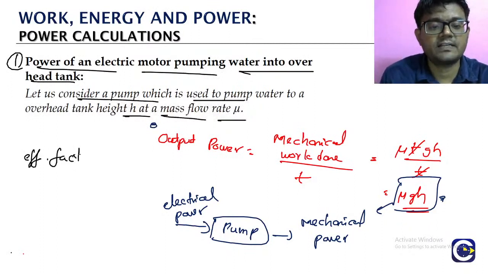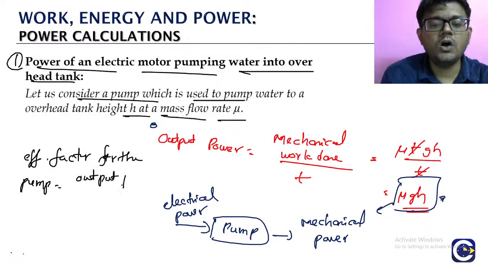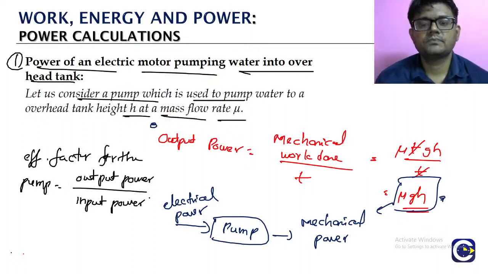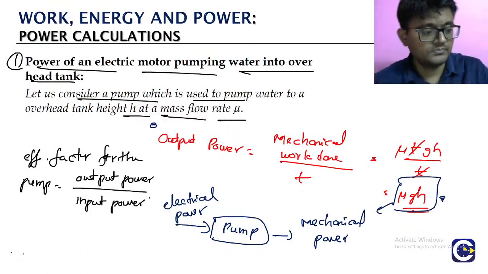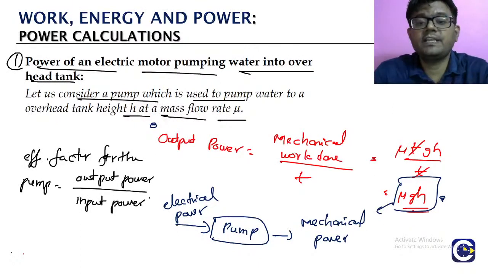So the efficiency factor for the pump is generally defined as the output power by the input power. Output power is what? The mechanical power that you are getting. Input is what? The electrical power. Okay, so this is how we'll define the efficiency factor.